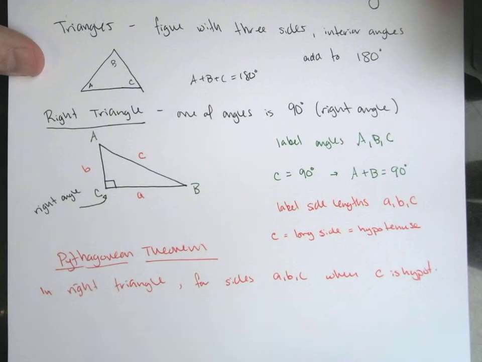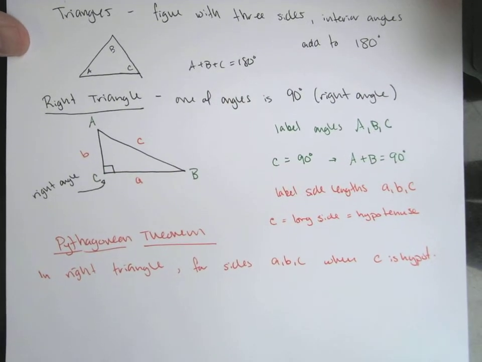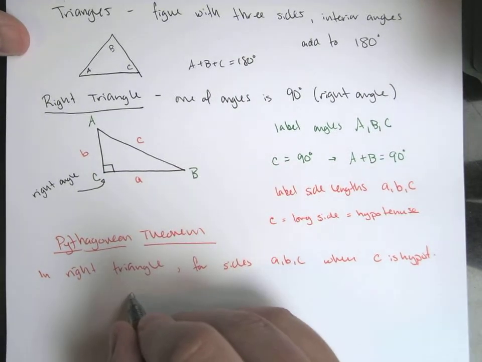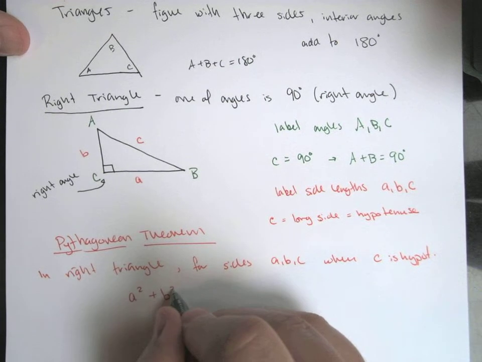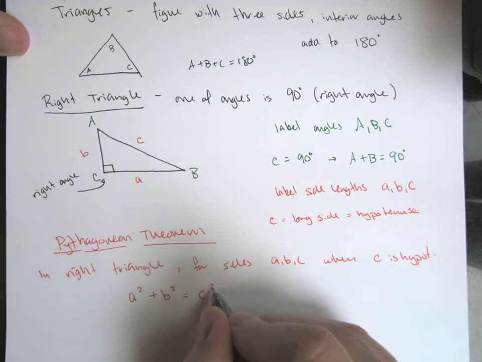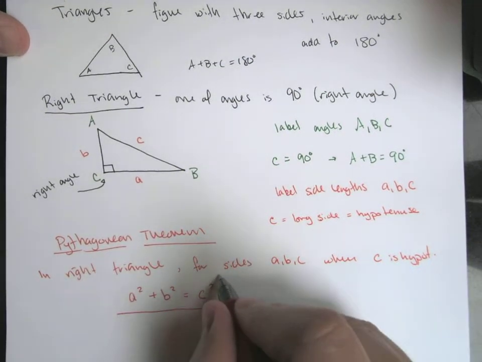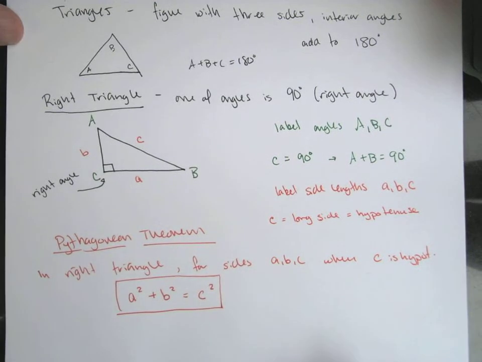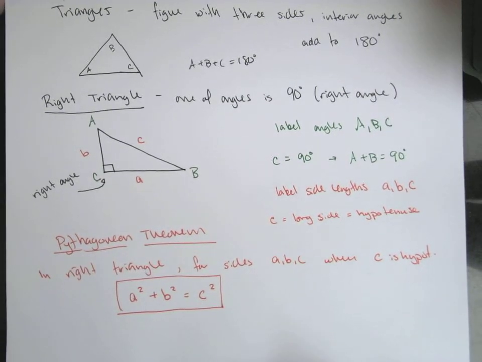The relationship that we get is, the sum of the squares of the short sides, so that's A squared plus B squared, is equal to the square of the long side, the hypotenuse. So A squared plus B squared is C squared. This is one of the math things that once you've seen it, it's usually something people remember, even if they don't quite remember what it means.